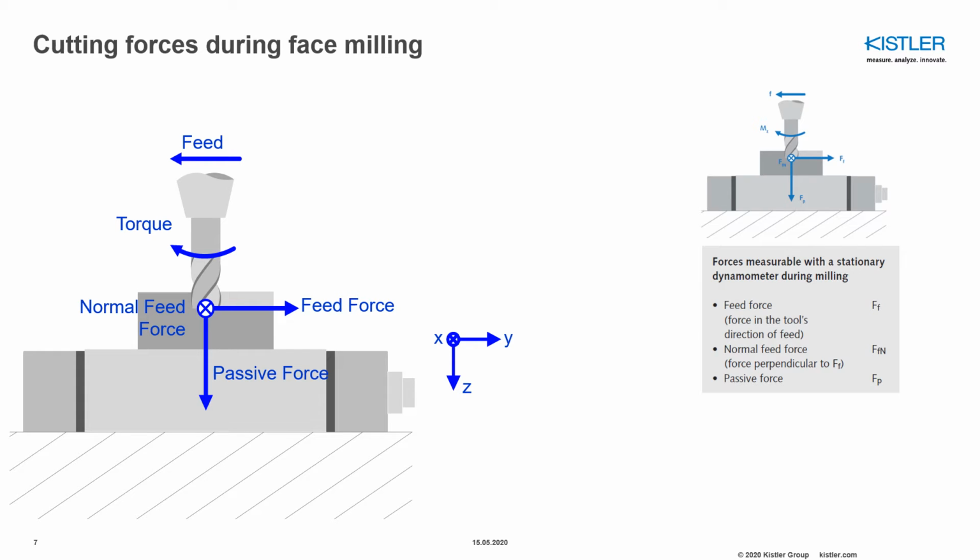So, if you are measuring with the stationary dynamometer, you will be measuring these 3 force components: feed force, feed normal force, and passive force, as we mentioned here. But if you are utilizing a rotating dynamometer, you will also be measuring the spindle moment directly, and the passive force, and also the forces in Fx and Fy, which are different compared to the forces measured with the stationary dynamometer. We will be mentioning this later on.